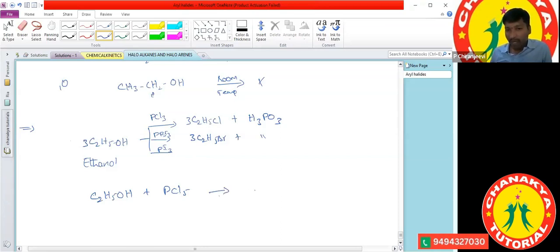It forms ethyl chloride, C2H5Cl plus POCl3 plus HCl as the byproduct. Based on this also sometimes they ask questions. With PCl3, PBr3, PI3 you get phosphorous acid as the product here, but whenever it is treated with PCl5, you will get different products. They are not asking for the alkyl halide, they are asking for the byproducts. What are the byproducts found when alcohols react with PCl5? Got the clarity?